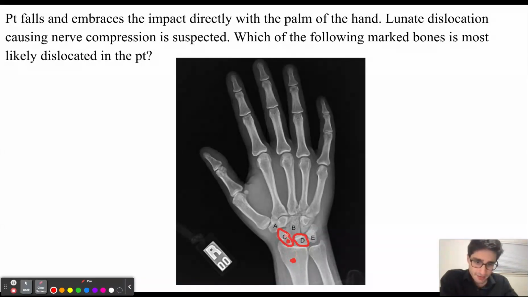So the radius, the scaphoid bone, and the lunate bone are going to be the bones that are impacted. So the answer to the question is going to be the lunate bone, which is D.